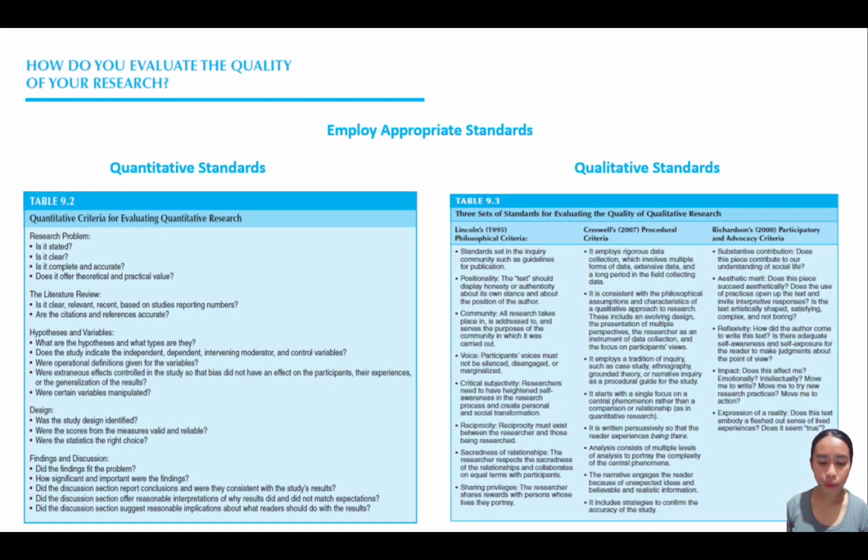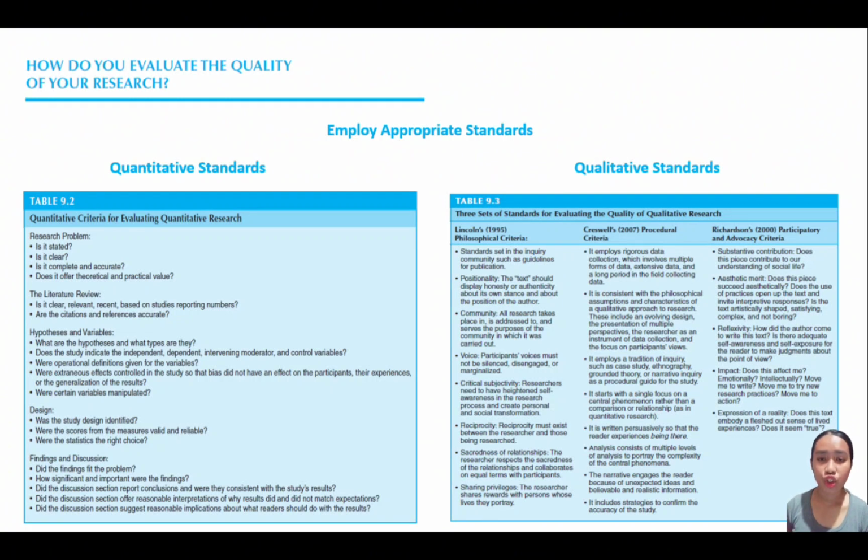Next is reciprocity. There should be a mutual exchange and reciprocity between the researchers and the participants. This involves respecting each other's perspectives, contributions, and experiences. Next one is the sacredness of relationships. Researchers must respect and honor the relationship built during the research. Collaboration with participants should occur on equal terms, fostering trust and meaningful engagement.